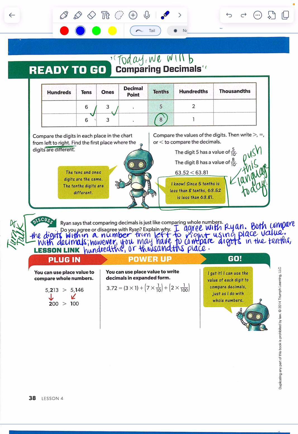First thing that we want to do, comparing from left to right, is start in the tens place. They both have the same place value. It does not help us compare. So we move to the right to the ones place. Both have the same digit in the same place value. Doesn't help us compare. We are then going to move to the tenths place. And in the tenths place, we see 8 tenths and 5 tenths. We know that 8 tenths is greater than 5 tenths. In other words, we know that 5 tenths is less than 8 tenths, meaning that 63 and 52 hundredths is less than 63 and 81 hundredths.